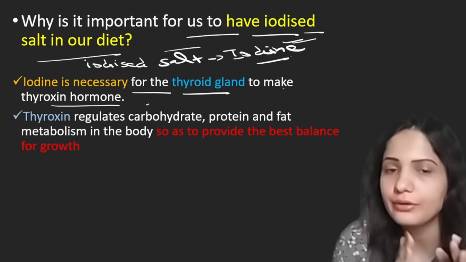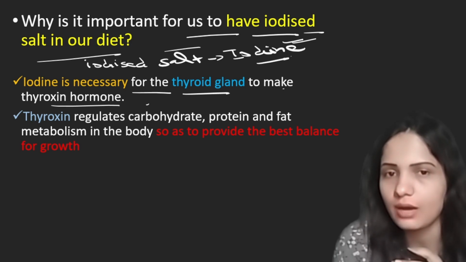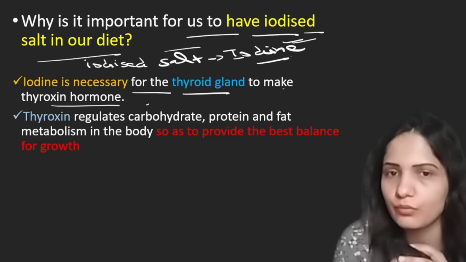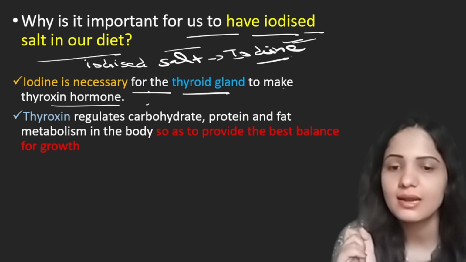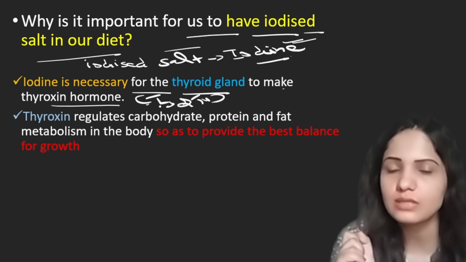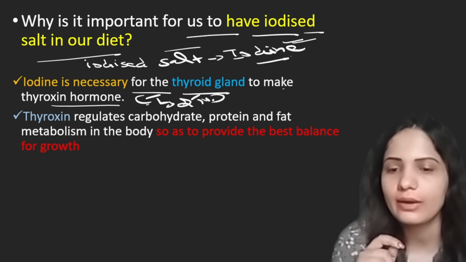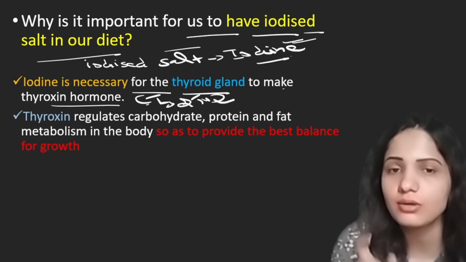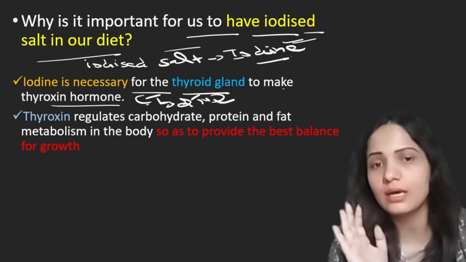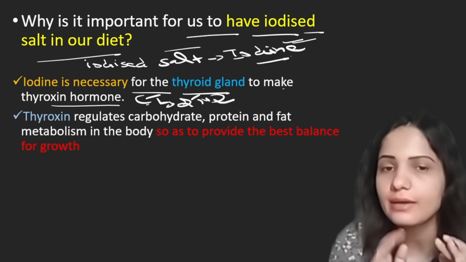So iodine is necessary for the thyroid gland. How? Because iodine helps to make thyroxine hormone. Thyroxine hormone means T3 hormone and T4 hormone. These are the thyroid hormones which are secreted by the thyroid gland. And iodine is the main constituent of these hormones. These hormones are made up of iodine. So we need iodine for the formation of thyroxine hormones in the thyroid gland.